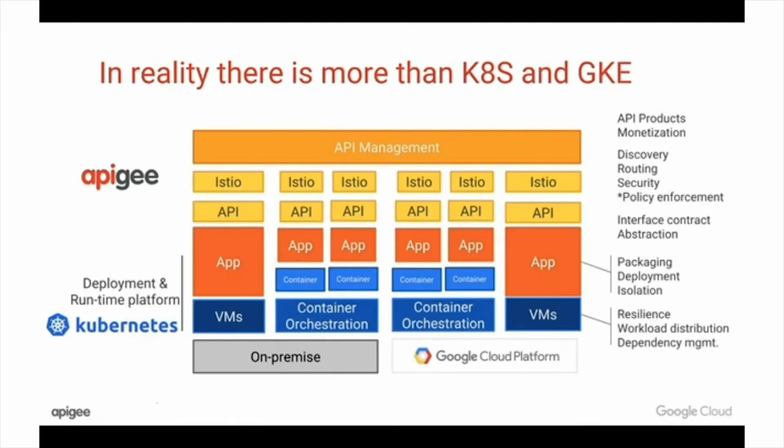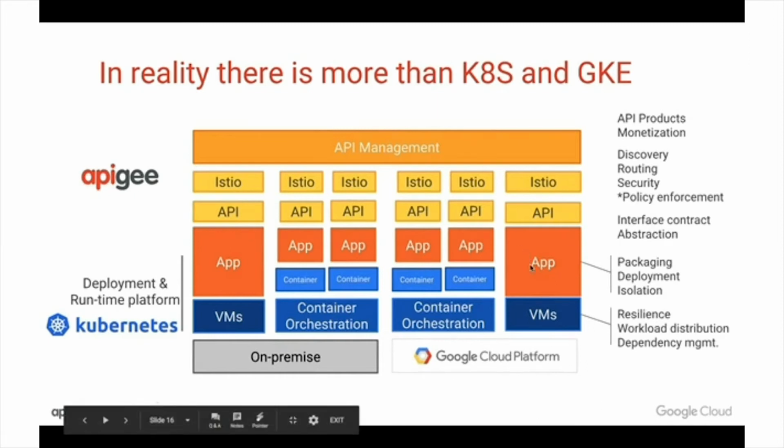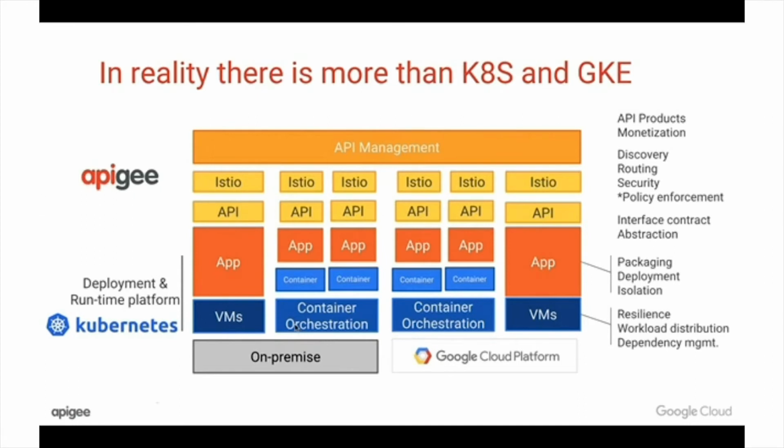So what in turn it means for you, that I've been constantly talking about this hybrid world, right? So this is how a hybrid world looks like, right? So you have VMs which are running on-prem. You have VMs which are running on GCP. You have containers, maybe Kubernetes, which is running on-prem. You have Kubernetes running on GKE. And you have containers and apps which are running on VMs, Kubernetes, and all sorts of stuff.